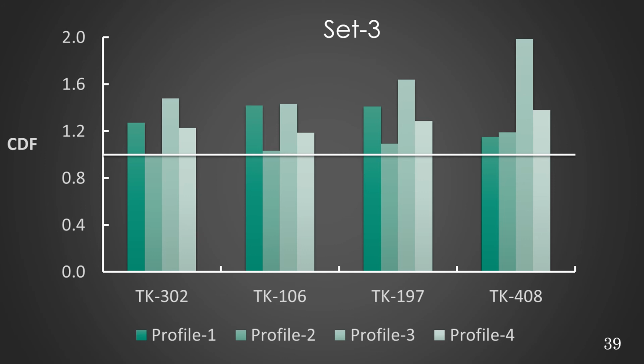In this graph, the results for validation for set 3 tank models are shown. On the x-axis, we have different tank models. On the y-axis, we have the cumulative damage factor evaluated at the failure settlement amplitude suggested by the finite element analysis results. Clearly, irrespective of the settlement profile or the tank model, we always get a CDF value of greater than 1, which validates the proposed method.